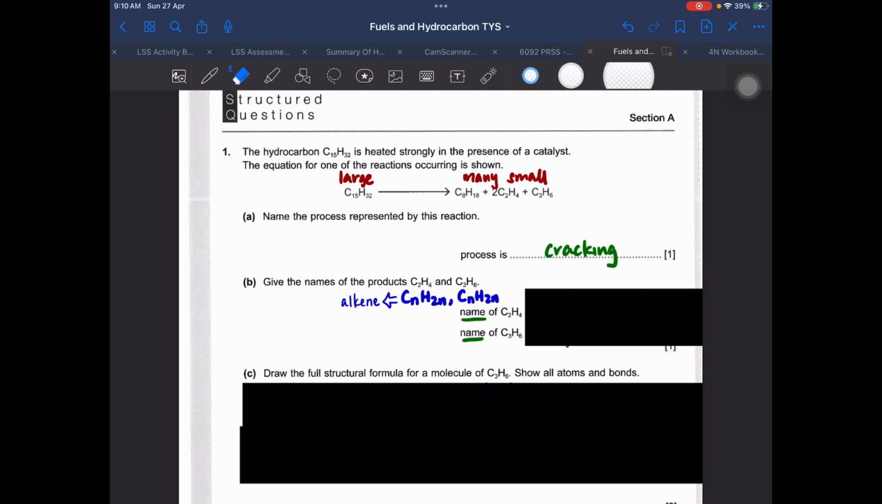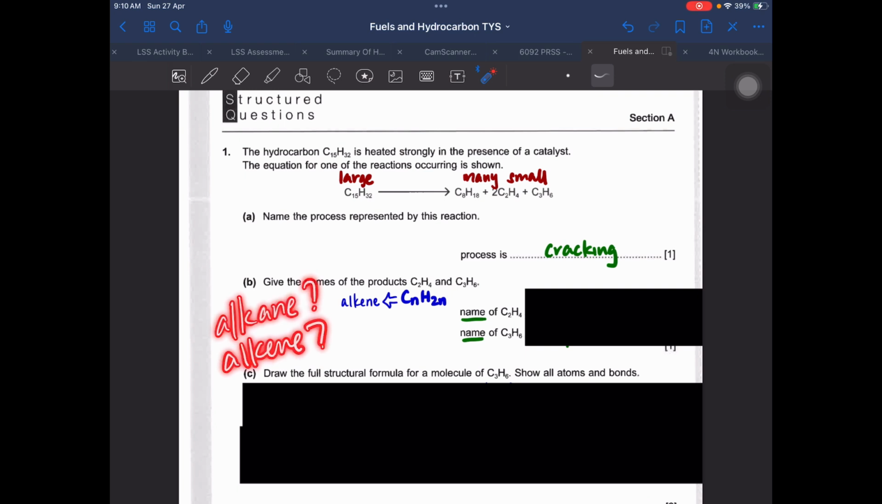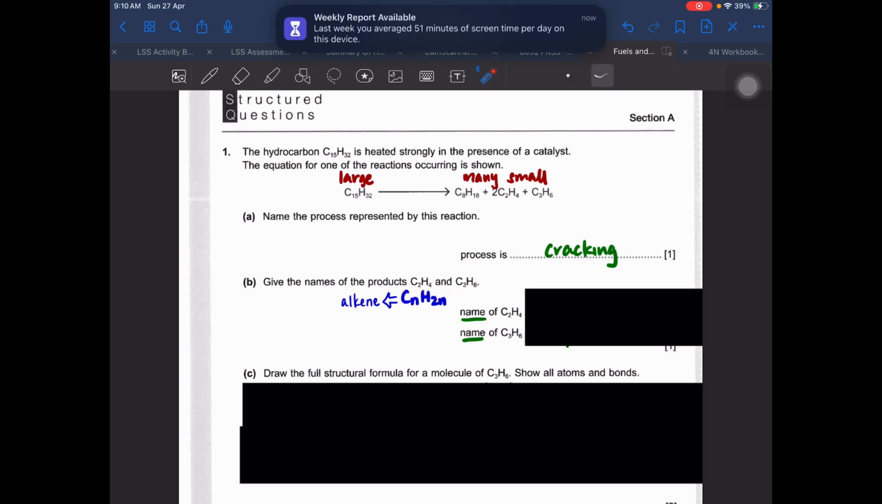Now the next question asks about the names of the products C2H4 and C3H6. Just to clarify again, whenever the question is asking you for the name of the chemical, you need to start first by asking yourself whether it is an alkane or an alkene. And how do we know that? There are a few ways to look at it. You can look at the formula. For this question, we look at the formula and realize that C2H4 and C3H6 follow the general formula CnH2n, and that will mean that it is a type of alkene.